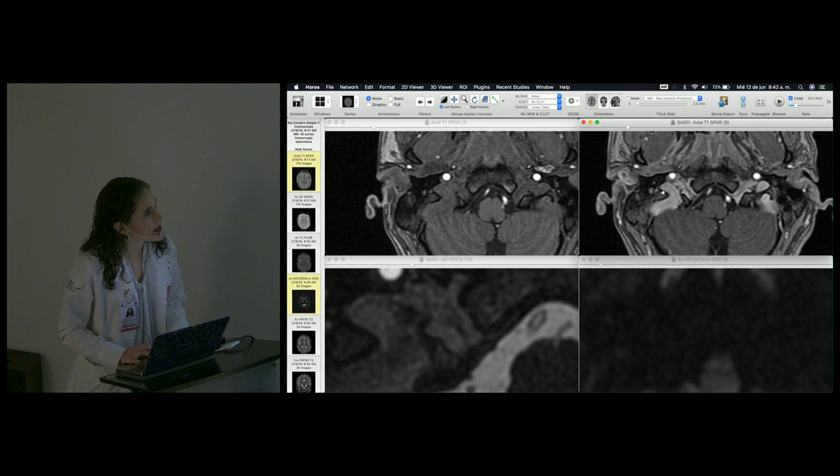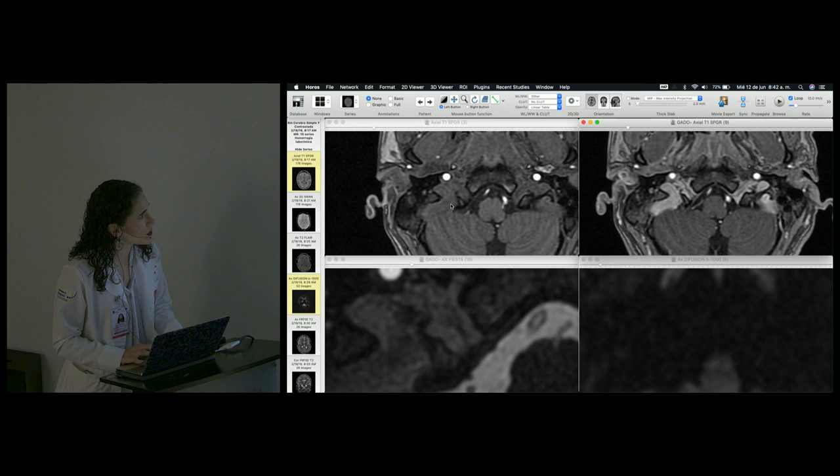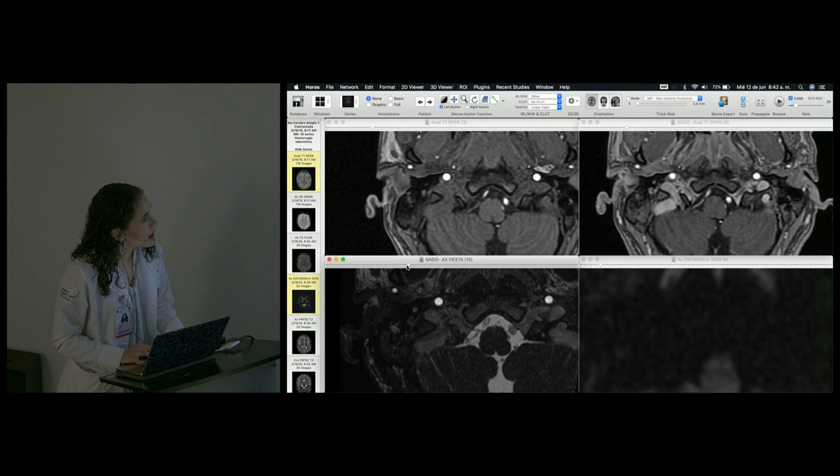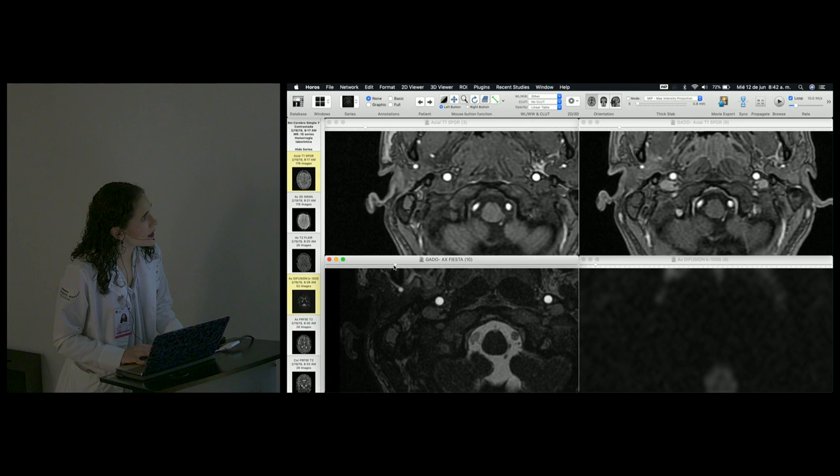Okay, this is the T1 post contrast. This is the unenhanced, non-contrast T1. And this is the FIESTA. Look that in the middle ear there is hyperintense signal in the T2 sequence.